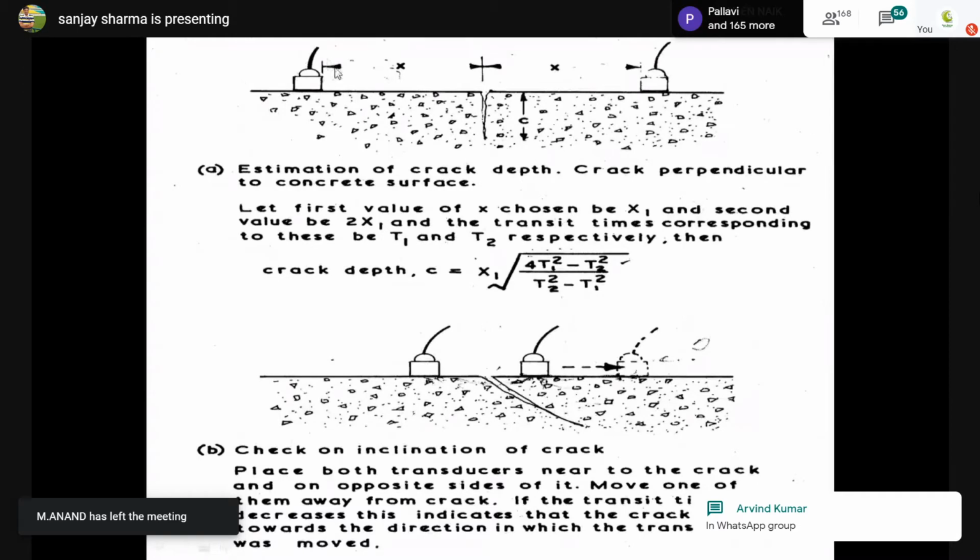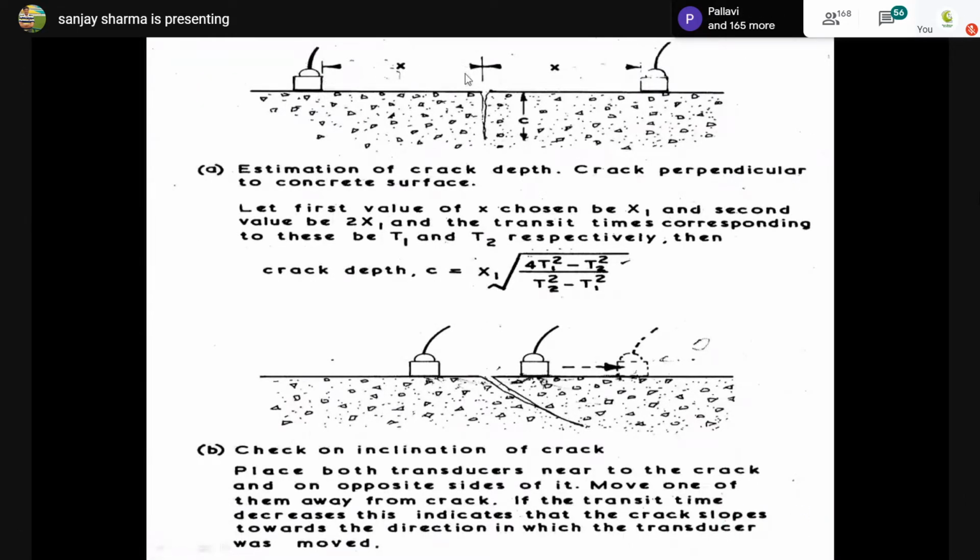Basically, what you do is you first put your probes at an x distance, and then put the probes at 2x distance, double the distance. Once you do that, nowadays the advanced equipment automatically gives you the crack depth directly. So almost vertical or near vertical cracks can be determined.